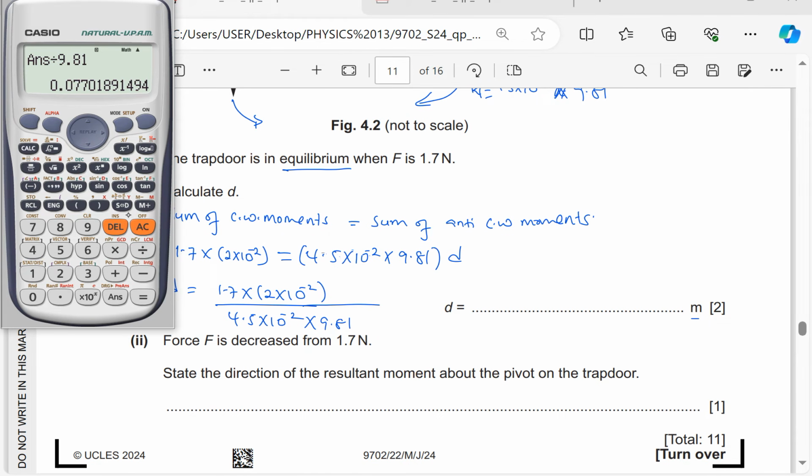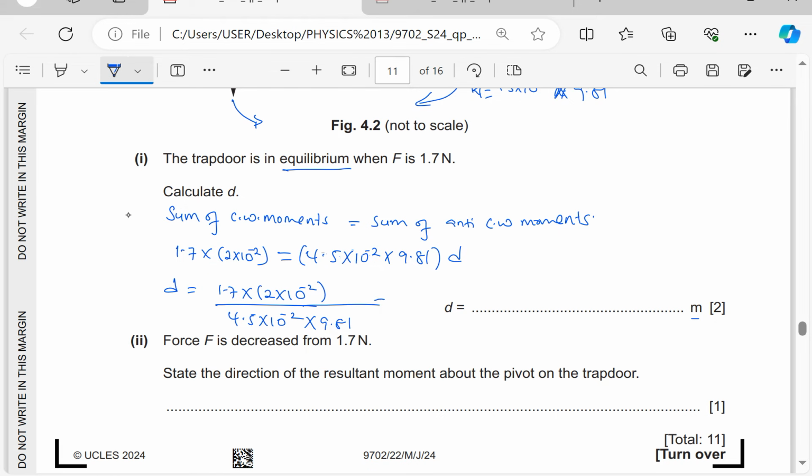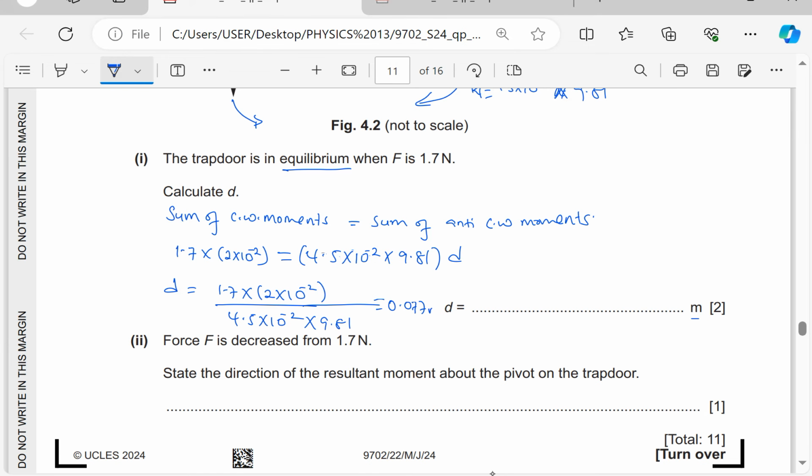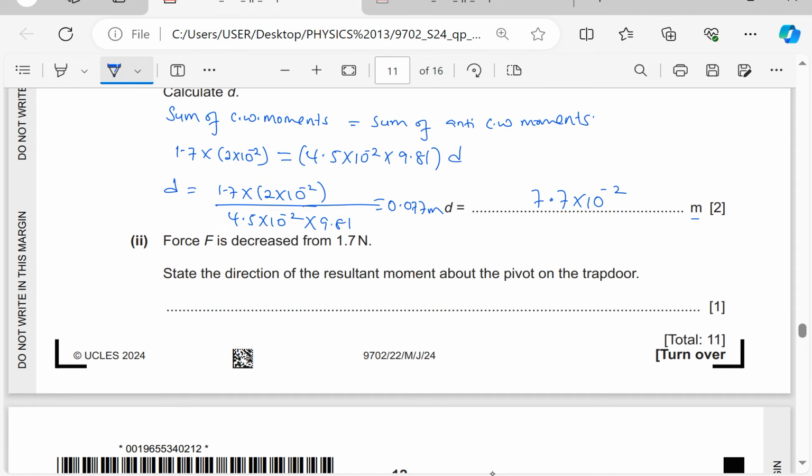So this is 0.077, I think. Yeah, which is 7.7 times 10 to the power of negative 2. So 7.7 times 10 to the power of minus 2 in meters. Then our force F is decreased from 1.7 newtons.